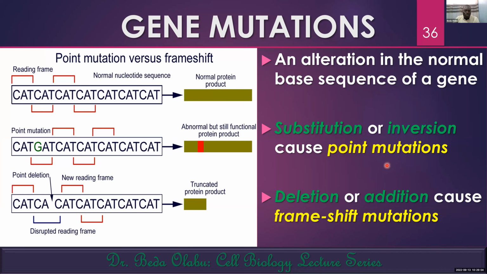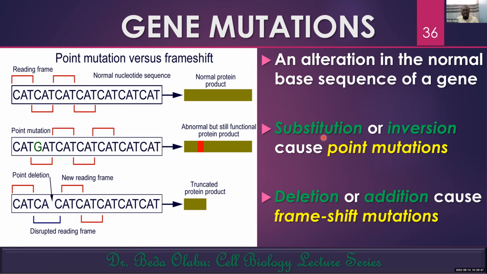In point mutations, we are changing only one base pair without necessarily changing the reading frame. For example, here, we had CAT, CAT, CAT, but you see at the position of cytosine there, it has been changed with guanine. So you may have that kind of change at a single point. It doesn't change the rest, the others remain the same. So those are point mutations.